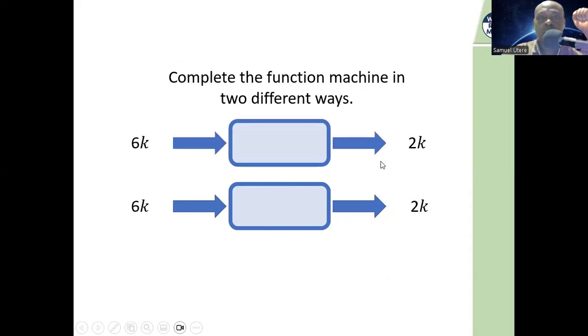Okay, so here is this one that will really show that it's possible to have two or more different ways of completing a function machine or figuring out what the operation was. So if we have 6k and then we have 2k, and then we have another 6k and then 2k, there are different ways to think about this. So have a think.